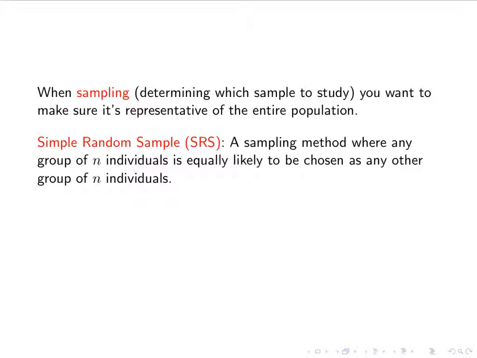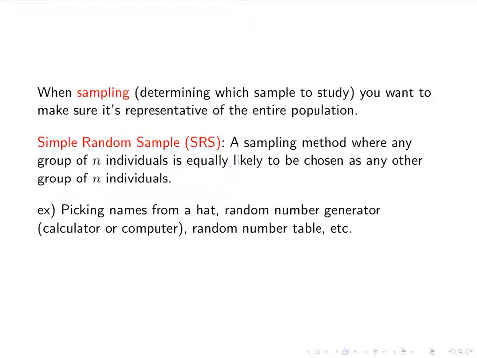This is a sampling method where any group of n individuals is equally likely to be chosen as any other group of n individuals. There are several methods of simple random sampling. There are picking names from a hat. There are random number generators, typically on a calculator or a computer. And there's also a random number table. We're going to do an example of the random number table.